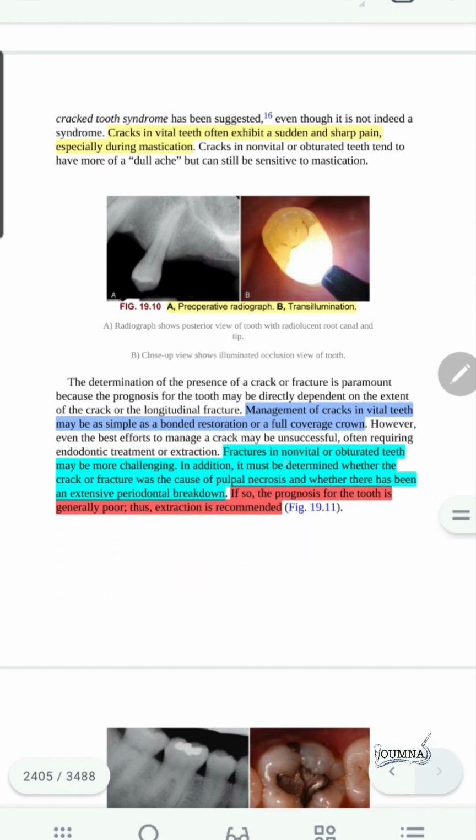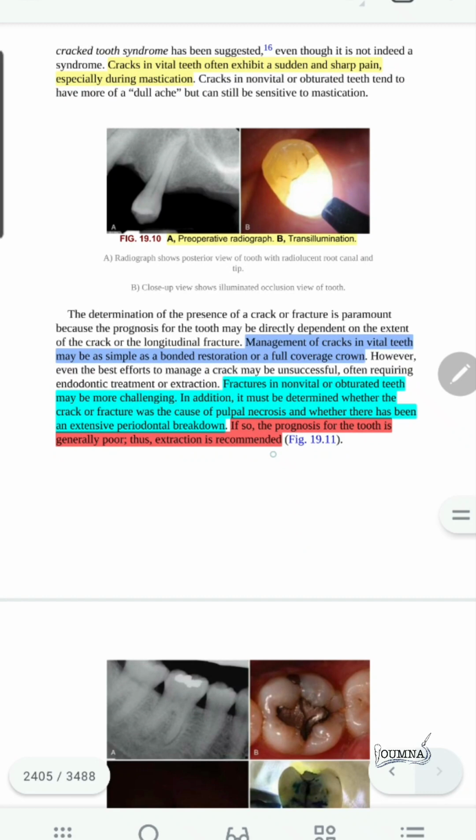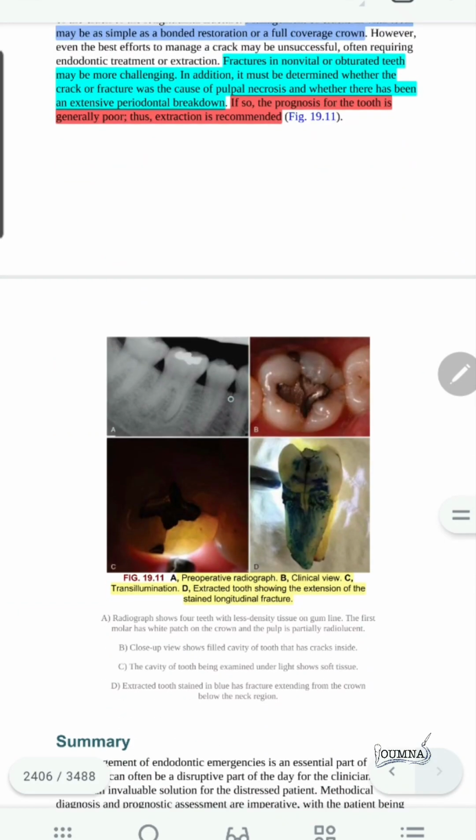But if the fracture is in a non-vital tooth, we must determine whether the crack or fracture was the cause of the pulp necrosis and whether there has been an extensive periodontal breakdown. If so, the prognosis for the tooth is generally poor and extraction is recommended.